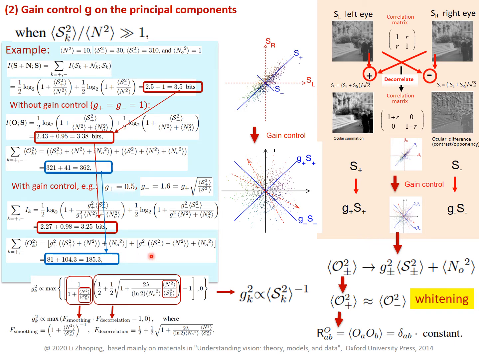So we can see that applying the gain control gives us a much better trade-off between the cost spent and the information extracted at the output level O.